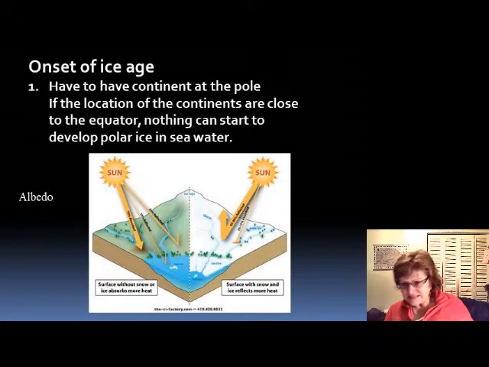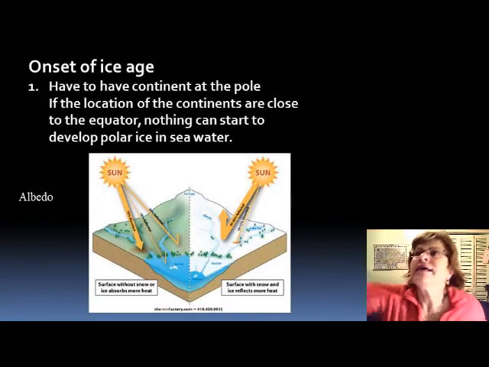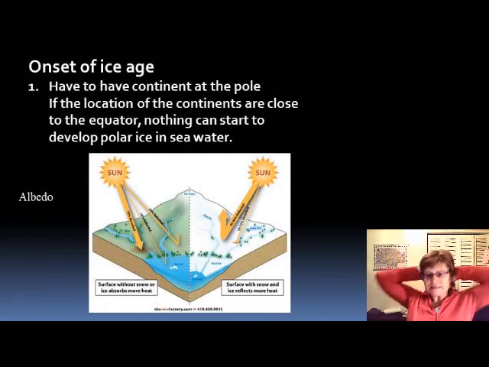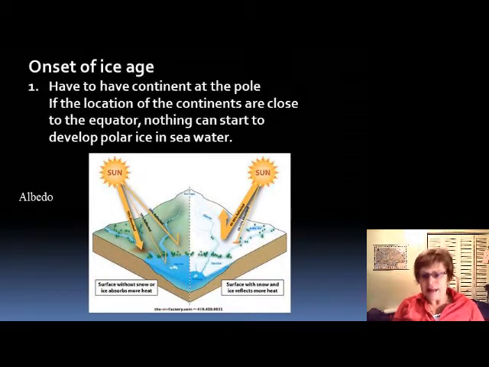So I will ask this on the finals. You better know it. What do we need to onset an ice age? The first and most important is that we have to have a continent at the pole. Because if we don't have a continent at the pole, what do we have? Yes, we have the seawater. What do we know about the seawater? That it's salty. And when you have the salty seawater and the snow falling on it, what's going to happen? Yes, it's going to melt, and you're ending up with no snow.